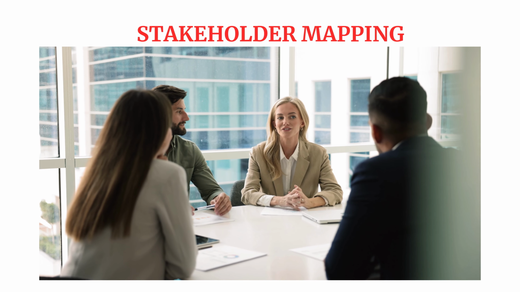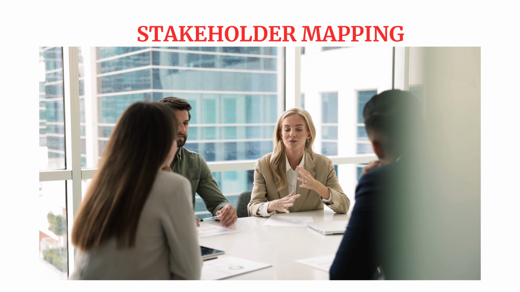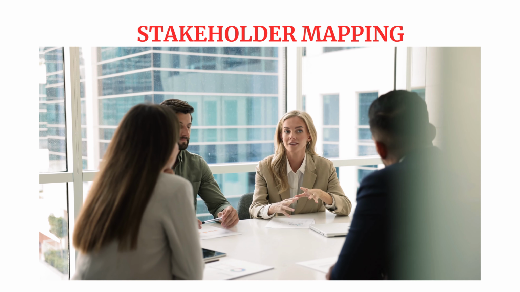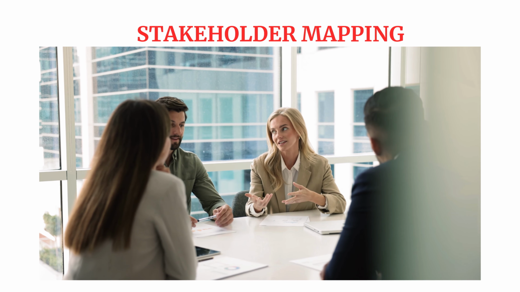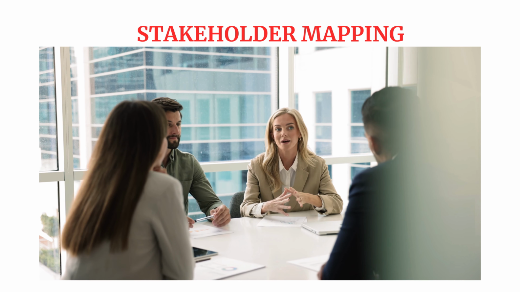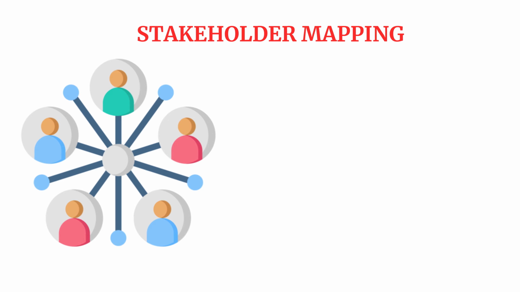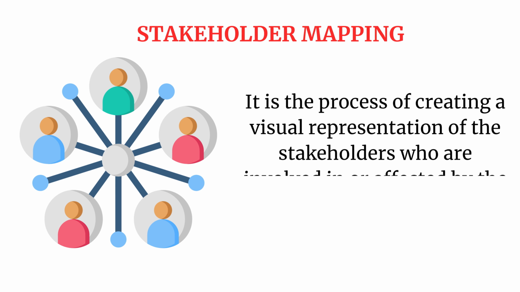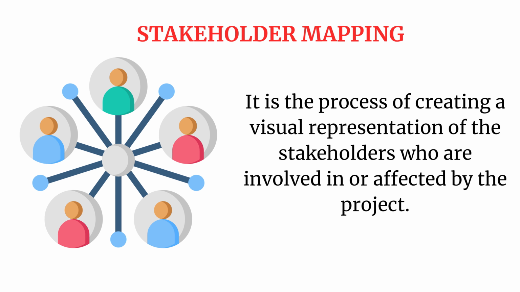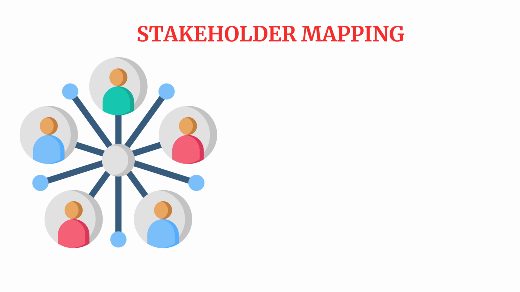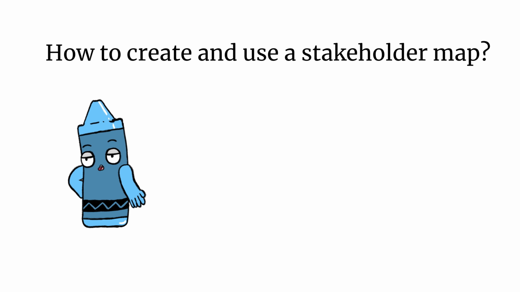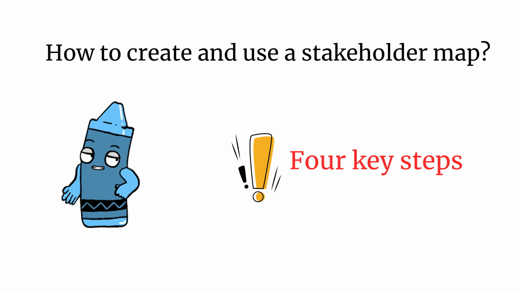Stakeholder mapping is a method used to identify all the individuals and groups who have an impact on a project, and to analyze their level of influence and interest in the process. In other words, it is the process of creating a visual representation of the stakeholders who are involved in or affected by the project. Now, let's take a look at how to create and use a stakeholder map. There are 4 key steps you should include in your stakeholder mapping process.